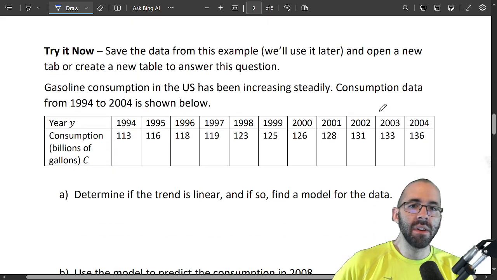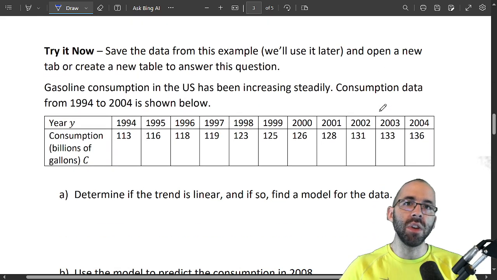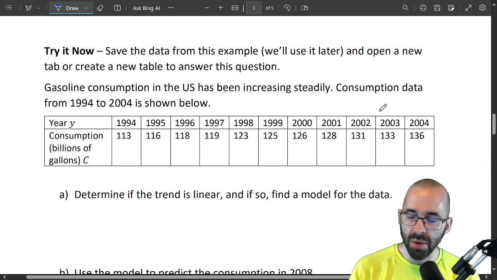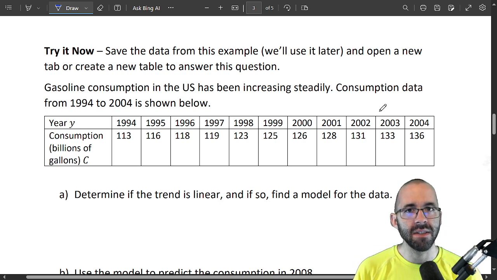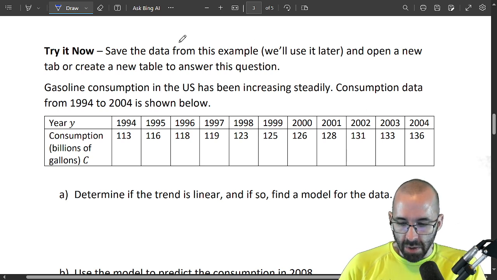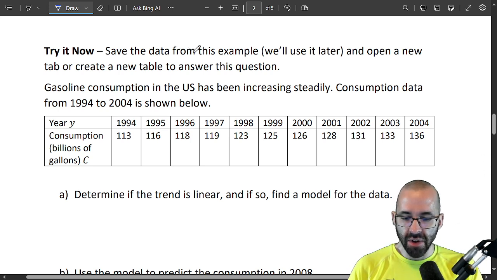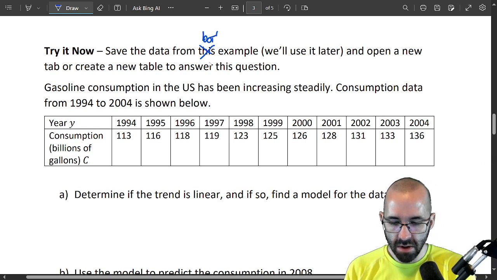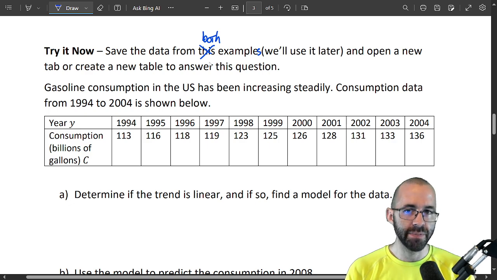So next up, I want you to try to do the same thing. I want you to try to generate a linear model. Type in this data into Desmos, find your linear model, try to do this problem on your own. Pause the video, go through it, and then we'll go through the problem together and see if we get the same thing, or you can just skip to the end. So save the data from both examples. We're going to use both of them later.